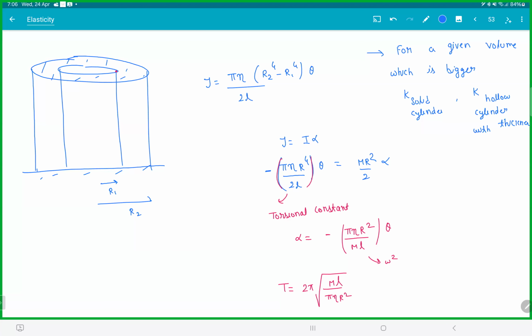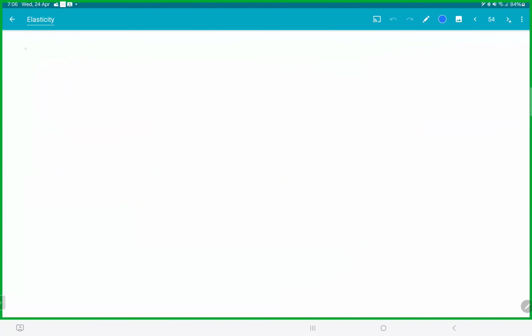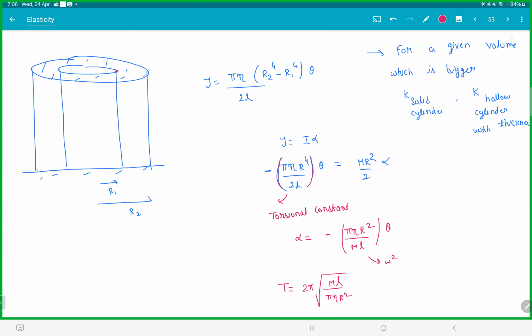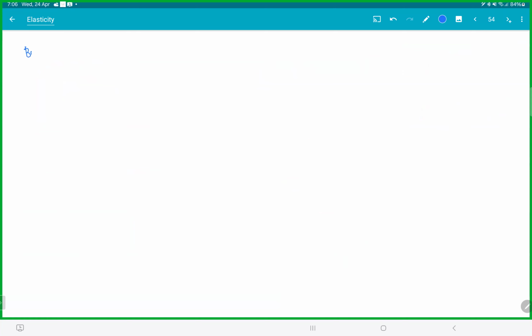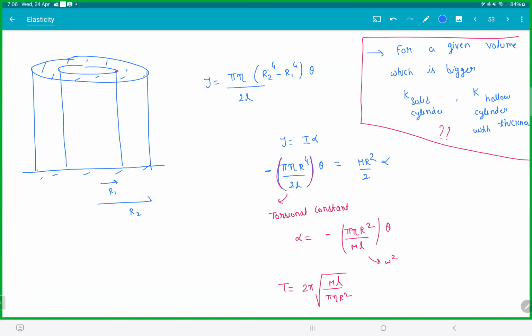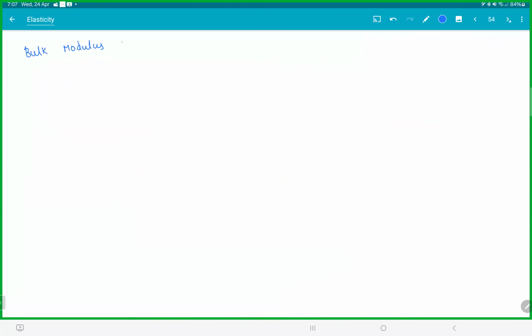Tell me. Next thing. Bulk modulus. I will leave that to you. Find it out. You need to understand, if the material is the same, here it is r power 4 minus r1 power 4. So is it a good idea to make something like 0 to 2, or something like maybe 1 to 2.3? The difference, which will be bigger? So bulk modulus B, this is the third one, the third stress.